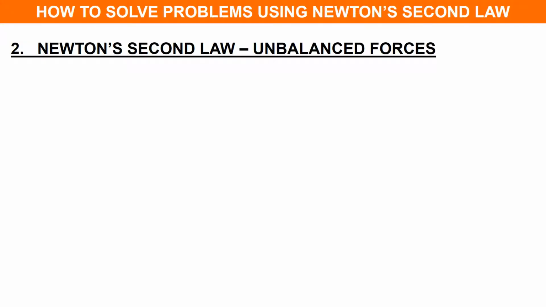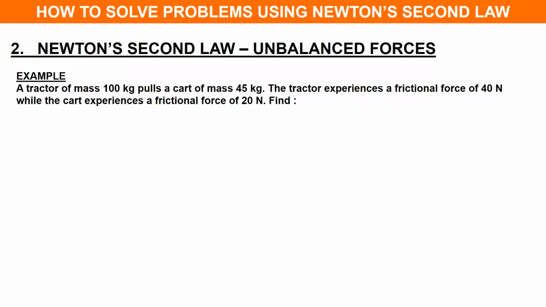So as I said just now, we are going to try an example that reads something like this. A tractor of mass 100 kg pulls a cart of mass 45 kg. The tractor experiences a frictional force of 40 newtons while the cart experiences a frictional force of 20 newtons. So you've got things to find.